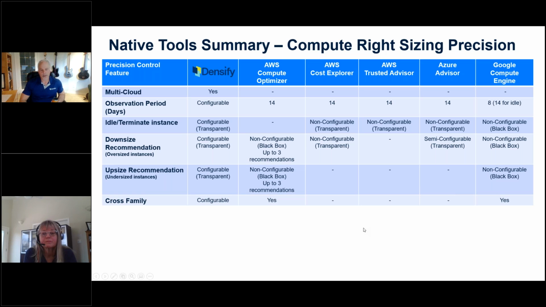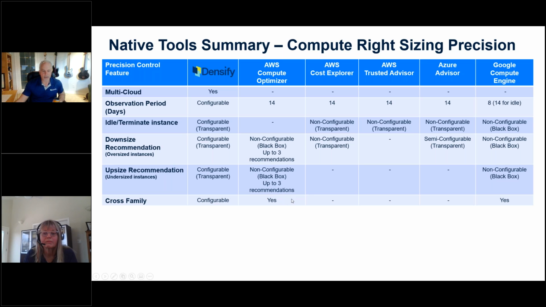Cross-family recommendations. This would be a recommendation that says, hey, you're currently running in, say, a compute optimized instance, and the application might be better served running in something like a general purpose, an IO optimized, or memory optimized instance. Again, those recommendations are standard from Densify. In fact, I'll show you an example in a moment on that.